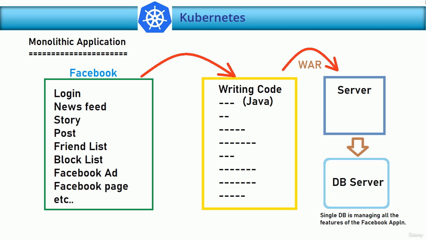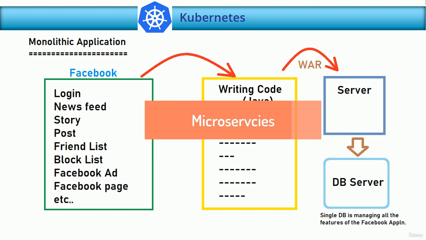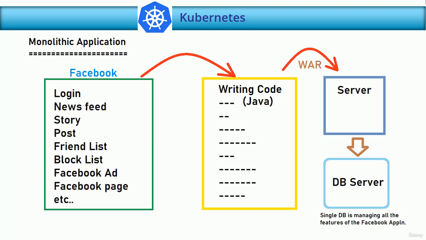These issues have been fixed by introducing microservices. So monolithic has been replaced with microservices. Micro means many small services. So friend, that's all for this lecture. In the next lecture, I will discuss microservices.